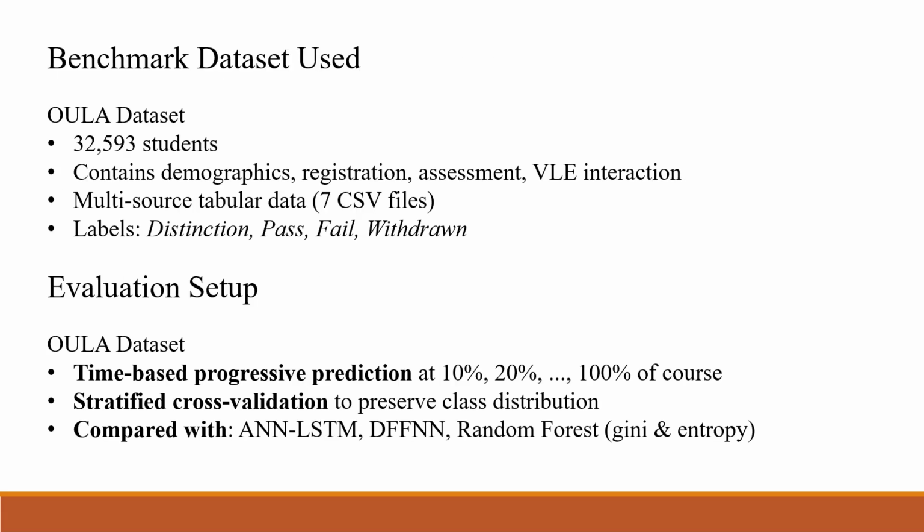This study uses the OULA dataset from the UK Open University, containing data from 32,593 students. It includes demographics, registration records, assessment results, and VLE (Virtual Learning Environment) interaction logs. The dataset is structured across 7 CSV tables. The target labels include distinction, pass, fail, and withdrawn, making it a multi-class classification task.